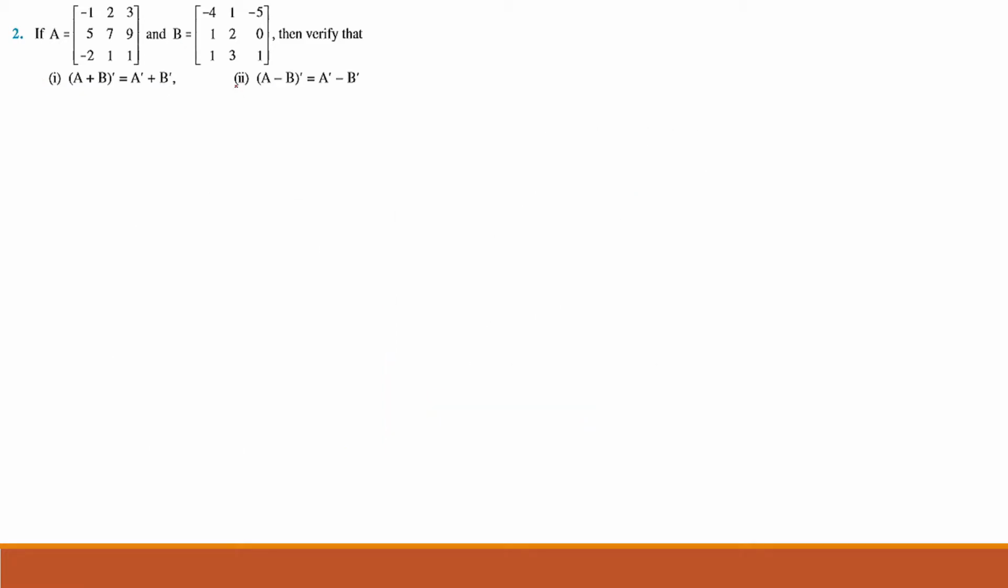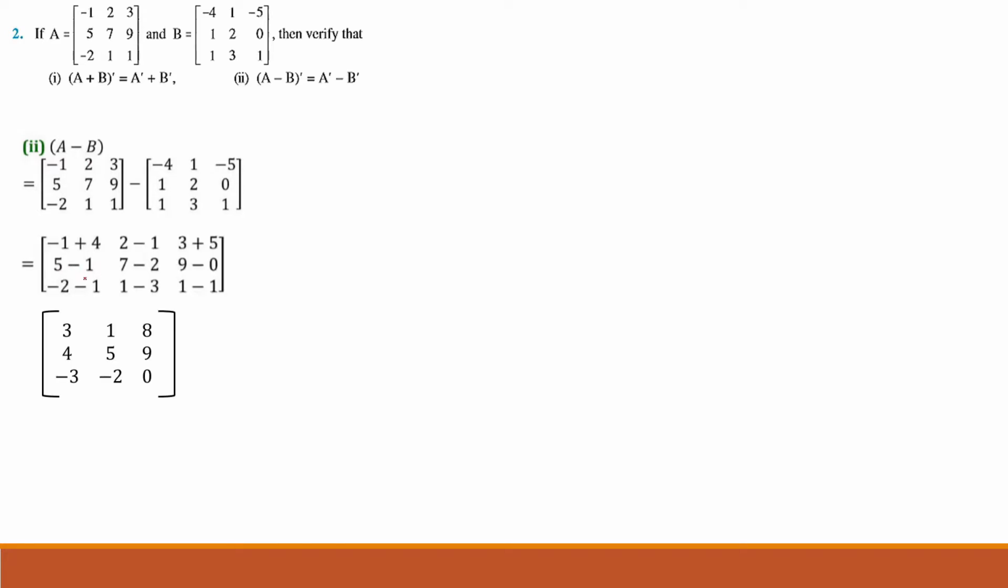For the second problem, again it is the same. We have to find A minus B first. After subtracting matrix B from A, we get the answer as 3, 1, 8, 4, 5, 9, -3, -2 and 0. And after taking the transpose of A minus B, first row, second row, third row become first column, second column and third column respectively. So let us take this as equation 1.